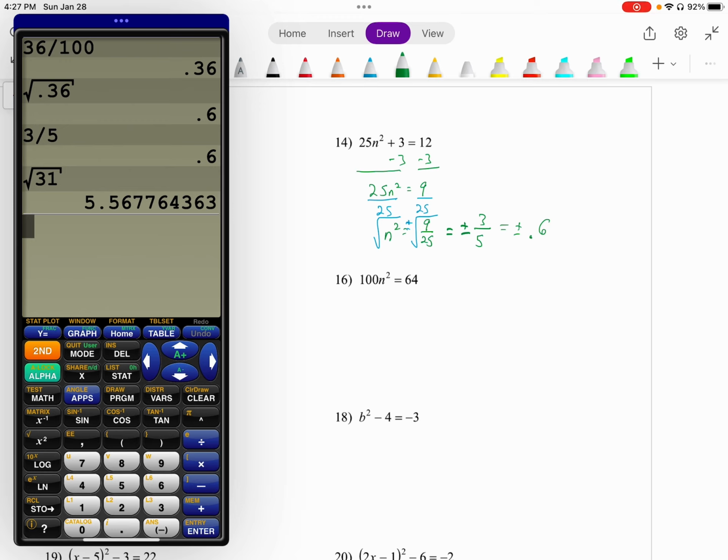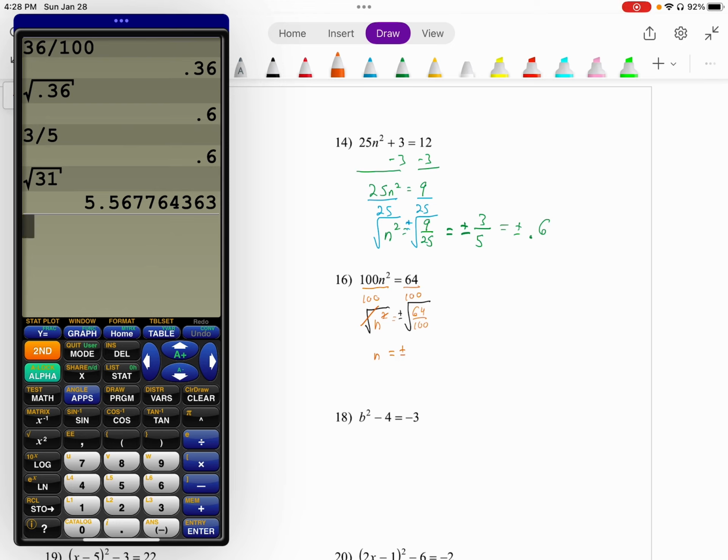Moving on to 16. We need to divide both sides by 100 first. And we'll get n squared equals 64 over 100. We could reduce that because there's some numbers that go into both of those, fours specifically. But I do notice that 64 and 100 are both perfect squares, so I'll just go ahead and take the square root of both sides. This is n equals, because the square root and squared cancel, plus or minus.